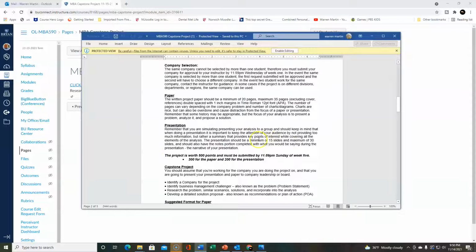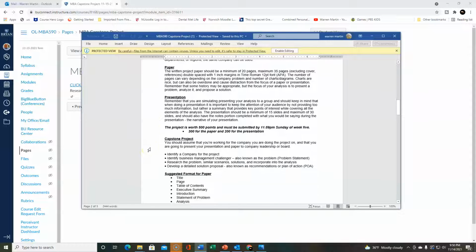A thing to keep in mind when you're presenting is that people will have the written paper to follow along, and you're just highlighting what's in the paper, regardless of what it is.